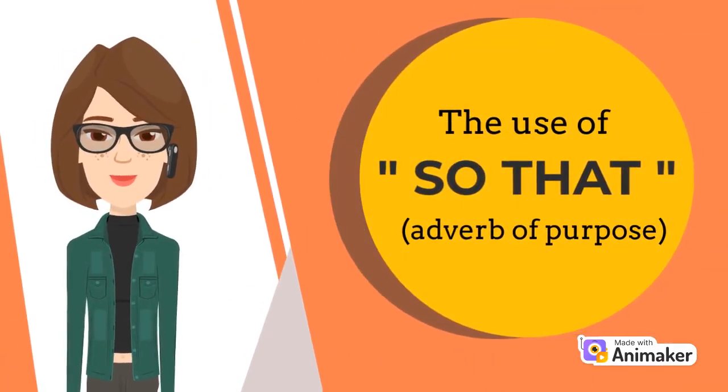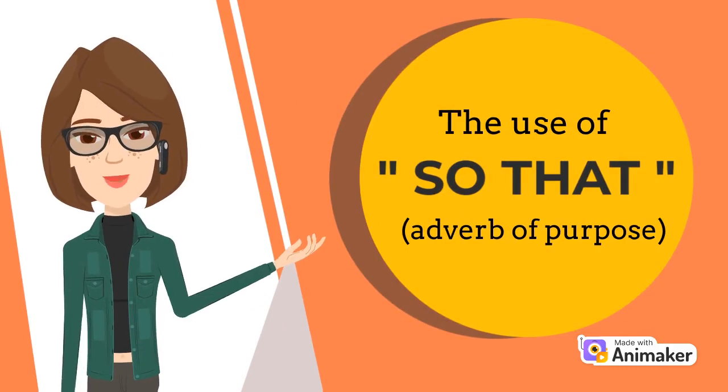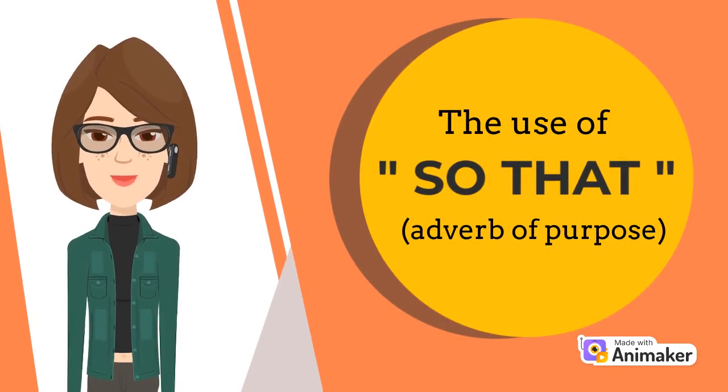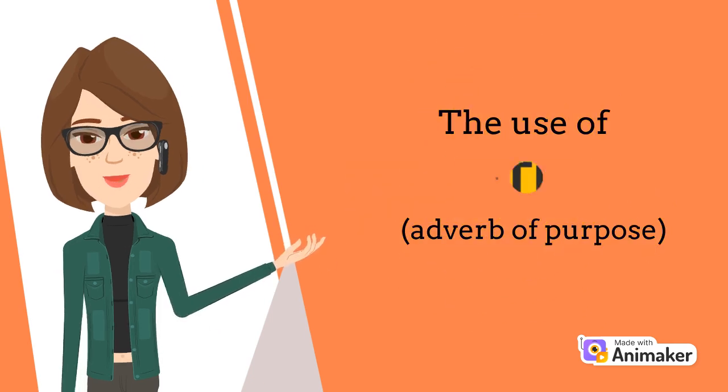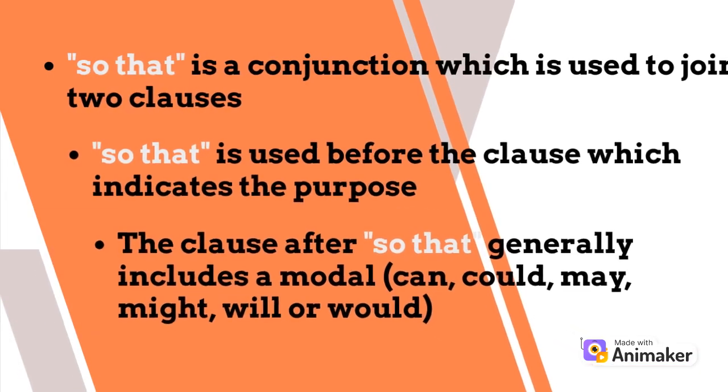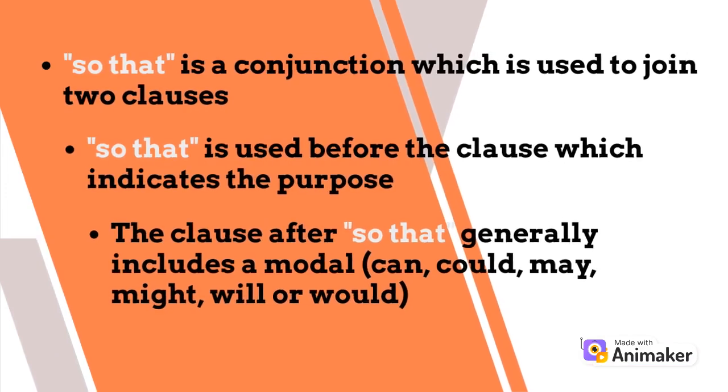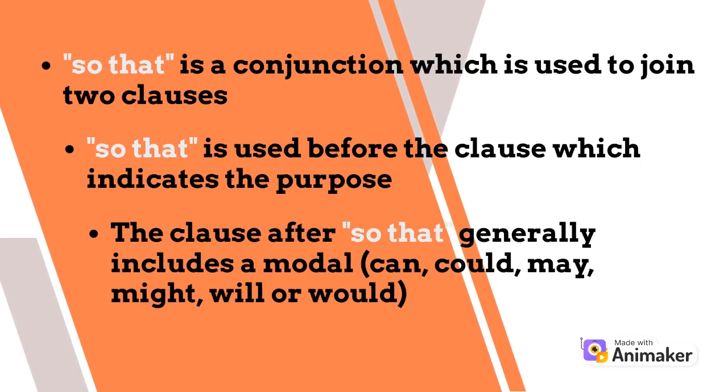Today we'll be learning about the use of so that as an adverb of purpose. Alright, let's get started. First and foremost, so that is a conjunction which is used to join two clauses. Second, so that is used before the clause which indicates the purpose. Third, the clause after so that generally includes a modal like can, could, may, might, will, or would.